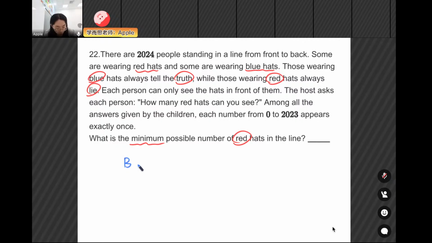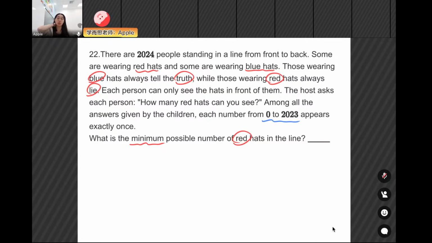Can we just put two blue hat people together? Cannot. Why? If you put them together, they will tell you the same number, right? For example, if there is only one red hat in front, the blue one will say 1, and the other blue one also says 1. But according to the question, there are different numbers from 0 to 2023, which means there cannot be two people wearing blue hats together, right?